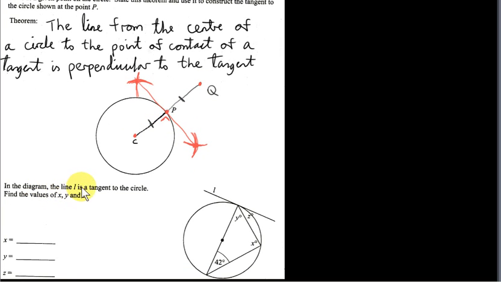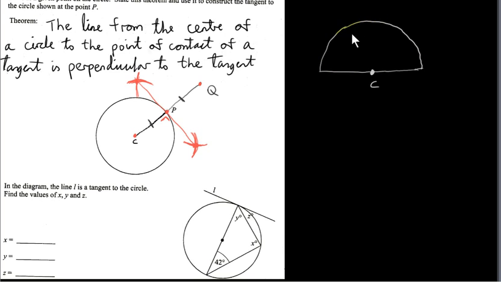In the diagram, the line L is a tangent to the circle. Find the values of x, y, and z. Now, an important theorem that is used here is the theorem about the angle in a semicircle. Let's suppose we have a semicircle, that's half a circle, so that this line here is a diameter, passes through the center of the circle.